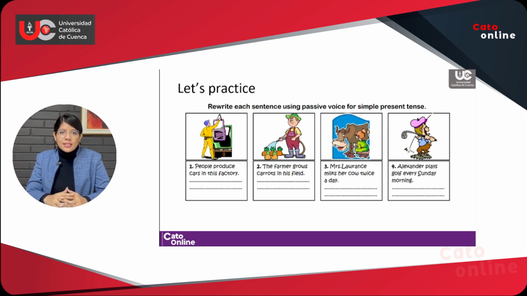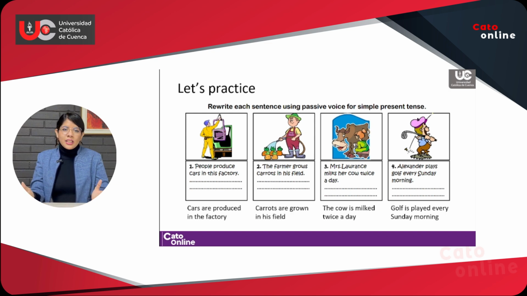The first one says, people produce cars in this factory. Second one, the farmer grows carrots in his field. 3, Mrs. Lawrence milks her cow twice a day. And finally, Alexander plays golf every Sunday morning. Okay, let's see if you were able to get it.